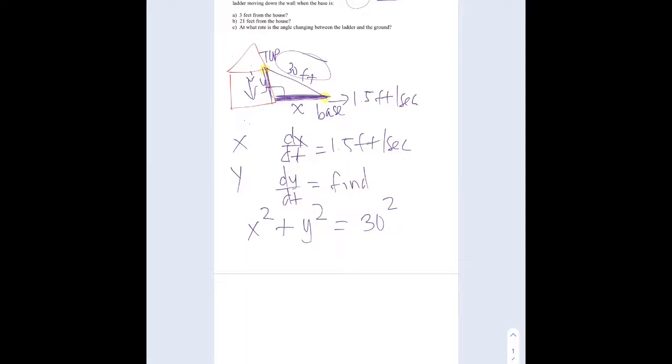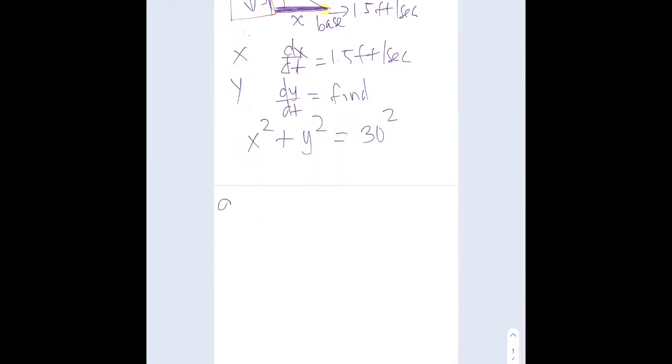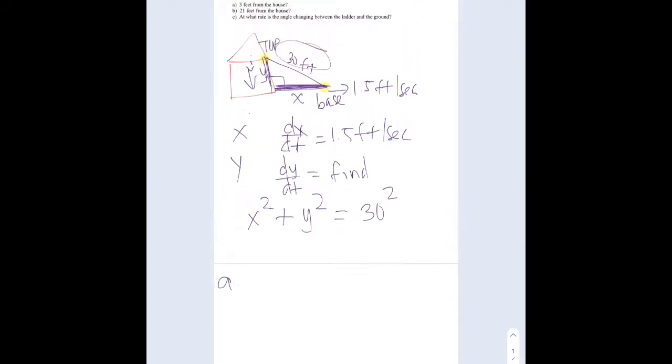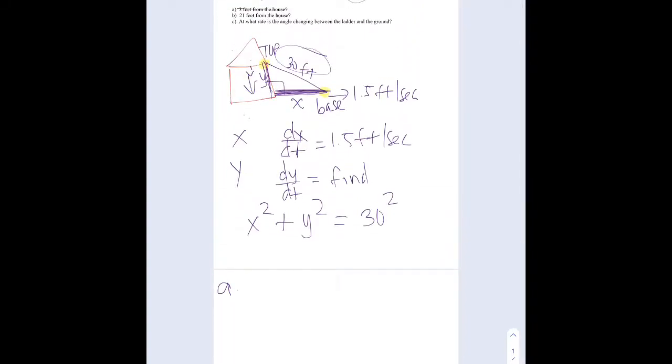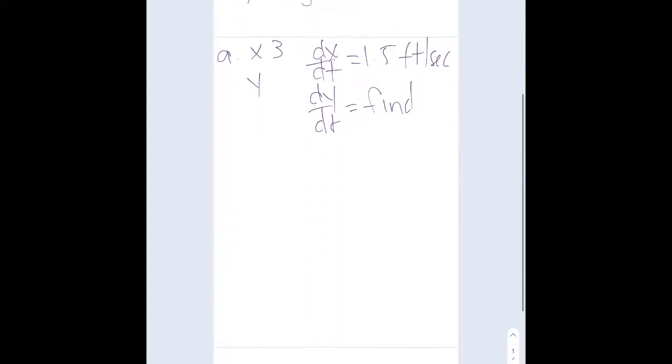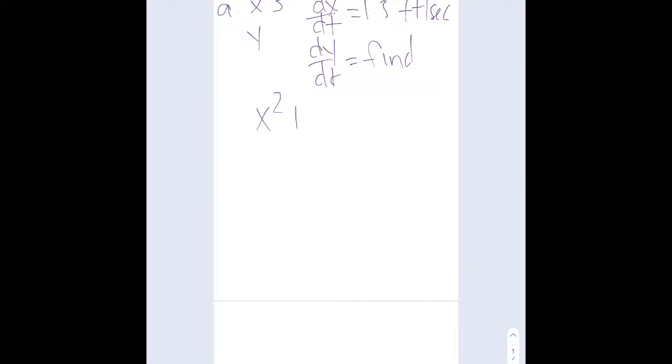All right, here we go. So to answer question A, they tell me that the base is 3 feet from the house. So when I think of my setup, dy dt is what they want me to find. dx dt is still 1.5 feet per second, but x, the base, is 3 feet from the house. All right, we are still using x squared plus y squared equals 30 squared as my equation.